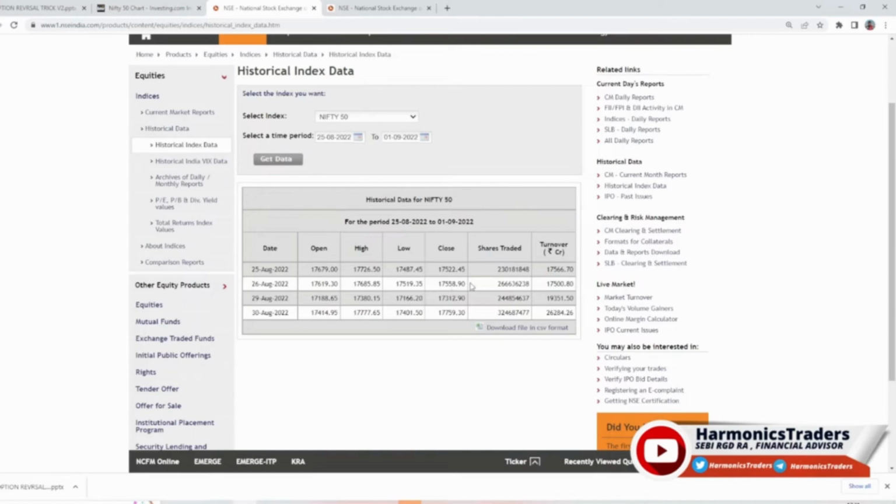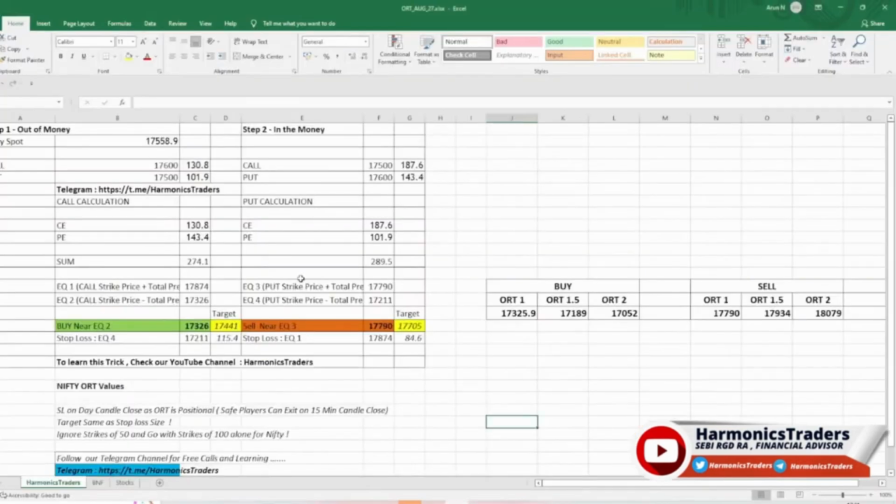So we will be taking this particular value 17,558, and we will take the CE and PE and do the calculation. To start with, you can download this Excel from our Telegram channel, Harmonic Traders. You can get this for free. Nifty closed at 17,558.